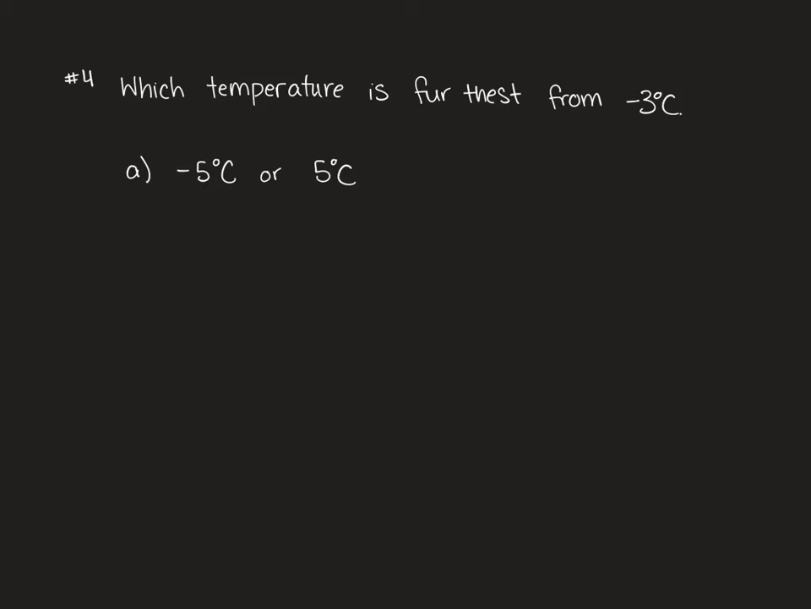Question 4 is going to ask you which temperature is furthest from negative 3 degrees Celsius. So I'll just go through A with you. Sometimes it can be easier to approach this question by creating your own number line. So we'll find that negative 3 is here. So we have to say, is it further away from negative 5 or positive 5? And you can probably tell just by looking that positive 5 is quite a bit farther away. But if you needed, you could count the steps. So this is 2 away, and this is 1, 2, 3, 4, 5, 6, 7, 8 away. So 5 degrees is farther.